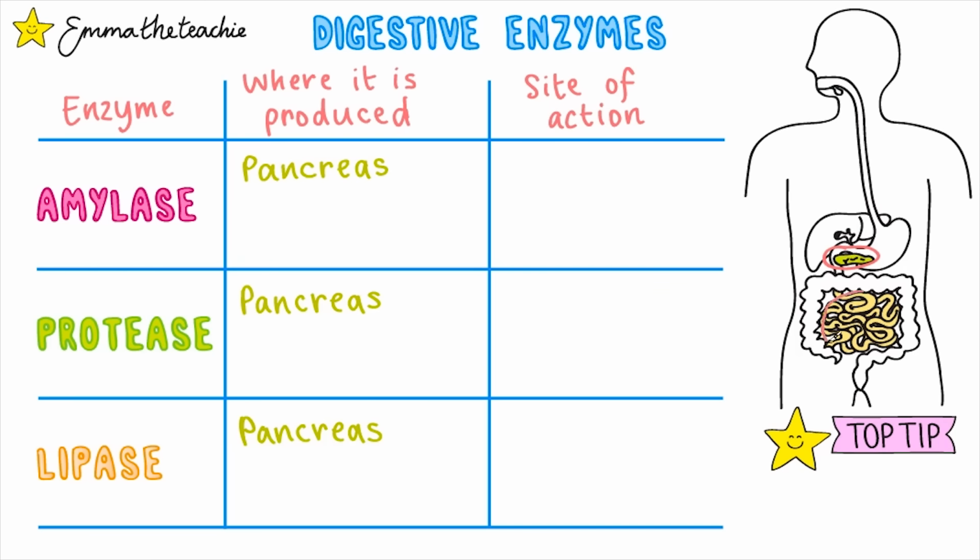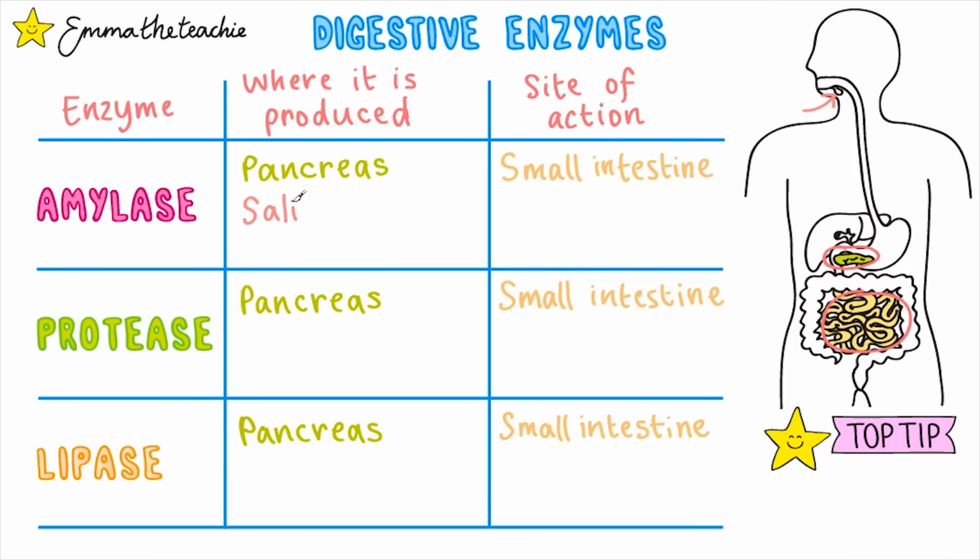Another top tip is the site of action for all 3 enzymes is the small intestines. That means they all work in this organ. This is really good to know for any exam questions. Okay, but they do also get produced in other places.